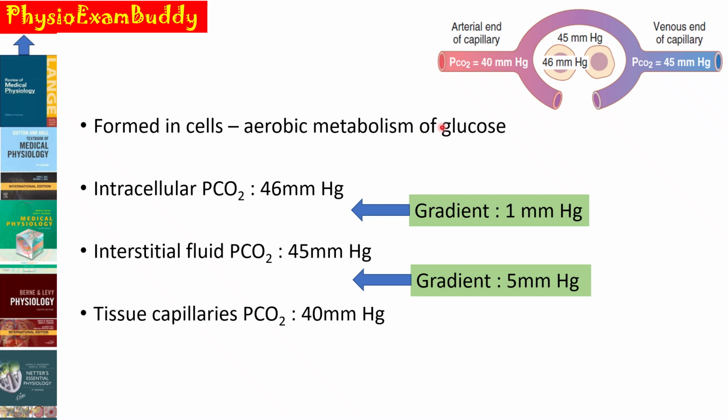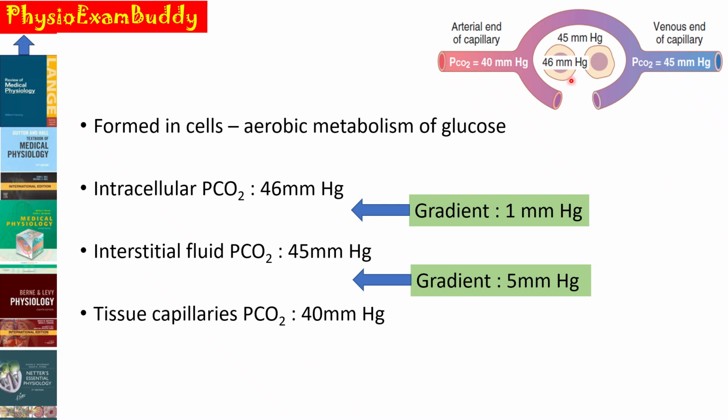Carbon dioxide is formed inside the cells mainly by the aerobic metabolism of glucose. As a result, the intracellular PCO2 will be 46 millimeters of mercury, and that of the interstitial fluid surrounding the cells is 45 millimeters of mercury. So the carbon dioxide will diffuse from the cell into the interstitial fluid down a concentration gradient of only 1 millimeter of mercury, that is 46 minus 45.